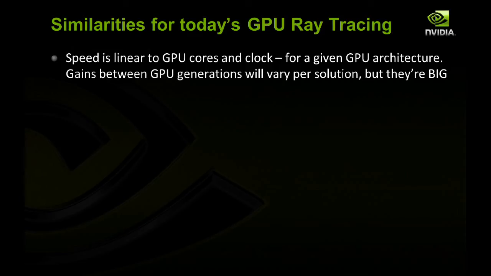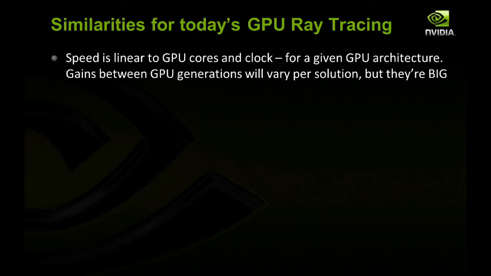First, speed. It's not that hard to figure out how fast it's going to go. Count the cores, and also pay attention to the clock. Take those two together, and you've got a linear ramp in speed for a given GPU architecture. So it's not hard to figure out which GPUs will give you what yield. When a new GPU comes out, you can tell immediately what it's going to do to your ray tracing life.